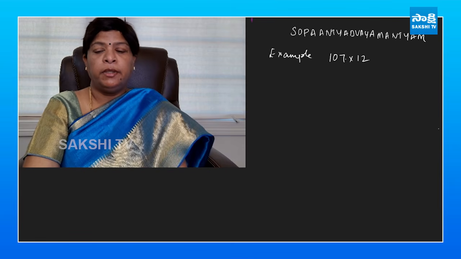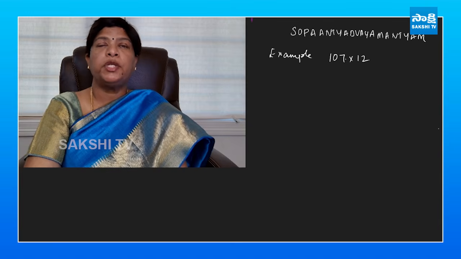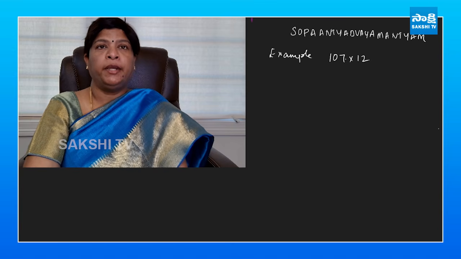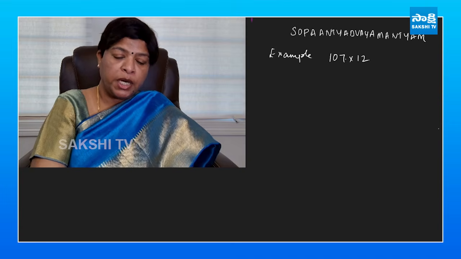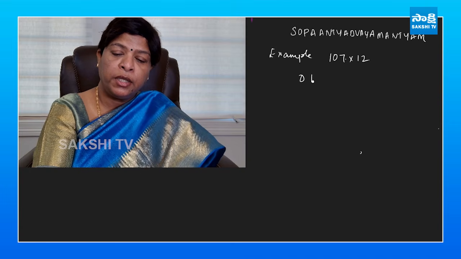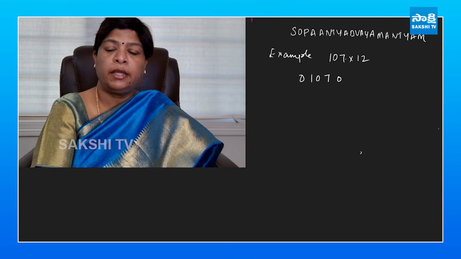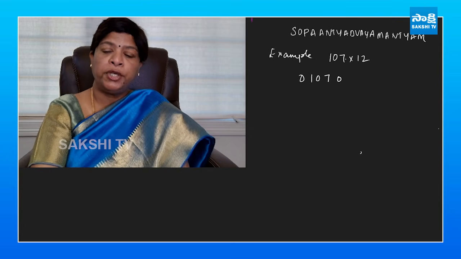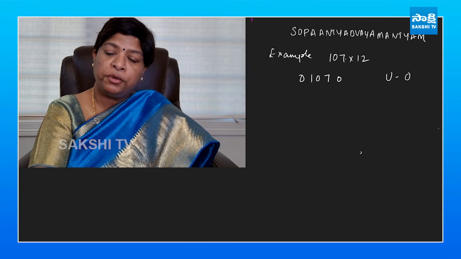Let's see another example. Here we are multiplying 107 with 12. So our multiplicand is 107 and our multiplier is 12. So we start by writing a leading and a trailing 0 to our multiplicand. So we start with a 0 in front and at the end. So we then identify our ultimate and penultimate digit. So ultimate would be 0 and penultimate is 7.